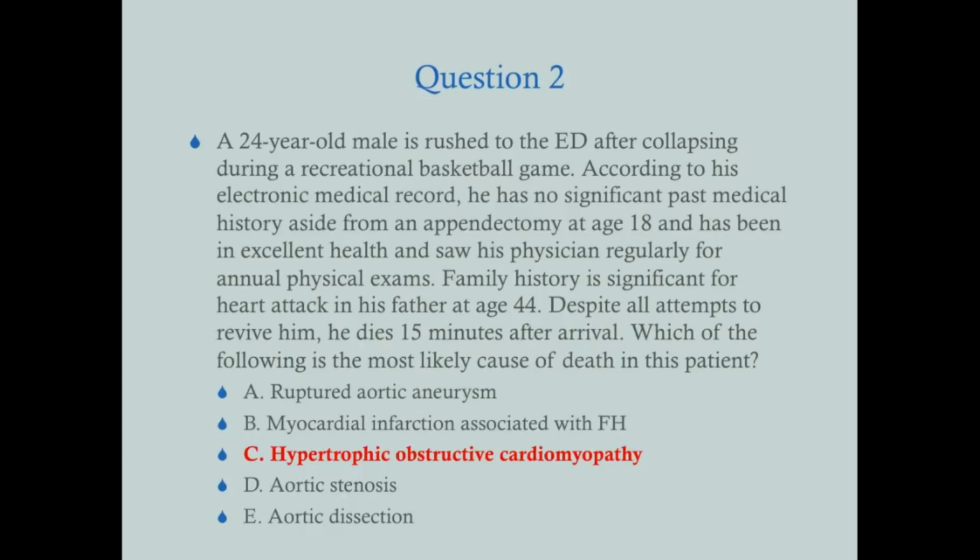So A, D, and E are all possibilities if the patient were much older. B would be a possibility if he was a little bit older, but we don't even know if he has FH. So C would make the most sense, and this is what you want to answer when you have a patient with sudden cardiac death who's in their 20s or teens. Okay, this is something that happens to younger people.